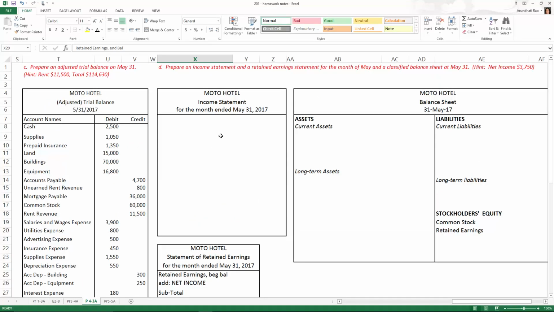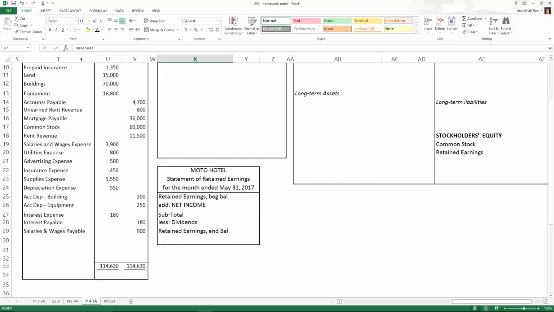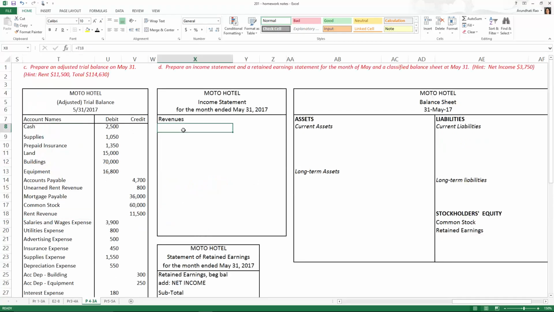Okay, so let's come to our income statement. In our income statement, we have revenues. And if you look at your adjusted trial balance, there's only one revenue item over here. Makes life a little easy.